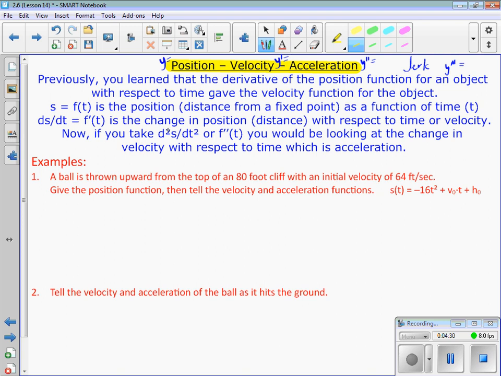Okay, so previously you learned that the derivative of the position function is the velocity. The position is often denoted with an s, so that's your position as a function of time. The derivative of that is the change in position with respect to time, or velocity. And then if you took the next derivative, you'd be looking at the change in velocity, which is the acceleration.